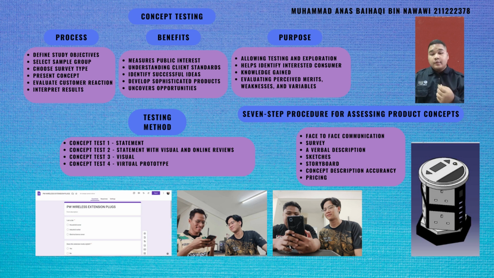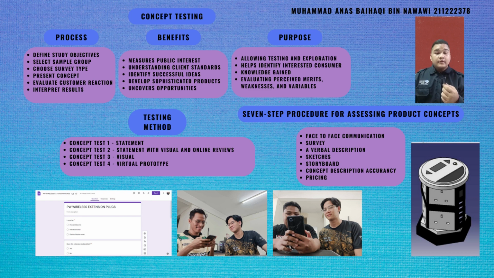There is a 7-step procedure for assessing a product concept. First one is face-to-face communication, which means we interview the potential customer. Second one is a survey. We give a Google Form or any survey, and the customer can fill in the survey. Third one is a verbal description. The fourth one is a sketch. I mean, we sketch the product.